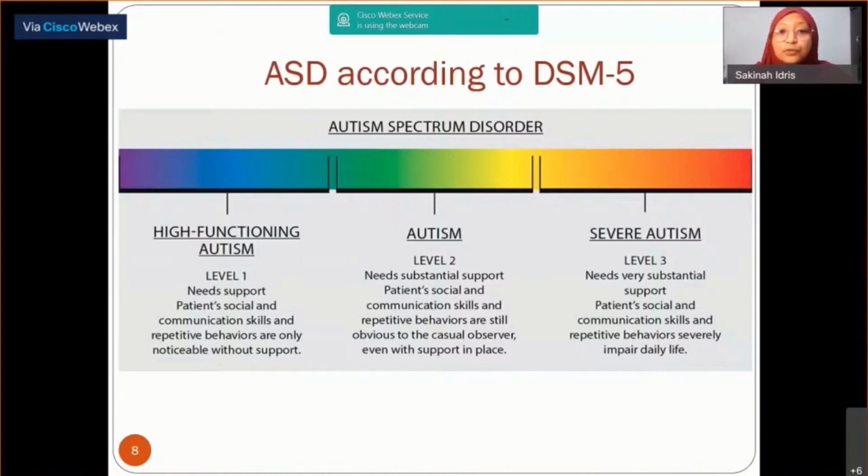Level 2 in the spectrum requires substantial support. They might have a deficit in verbal or non-verbal social communication, and a little bit of repetitive behavior. You can see obvious repetitive behavior that the children might have. In level 3 in the continuum, we have severe autism, which we also call low functioning autism.